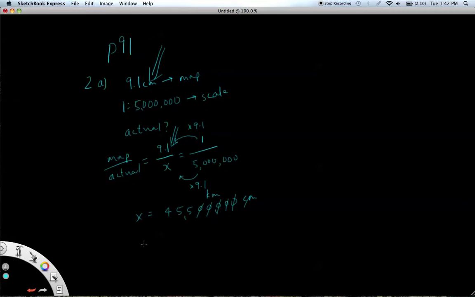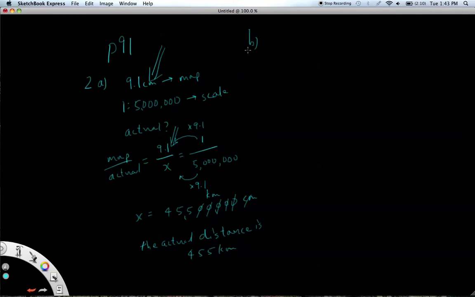Okay, so if you want to write it more clearly, the actual distance is 455 kilometers, and that's the answer for part A. Now let's go ahead to part B.